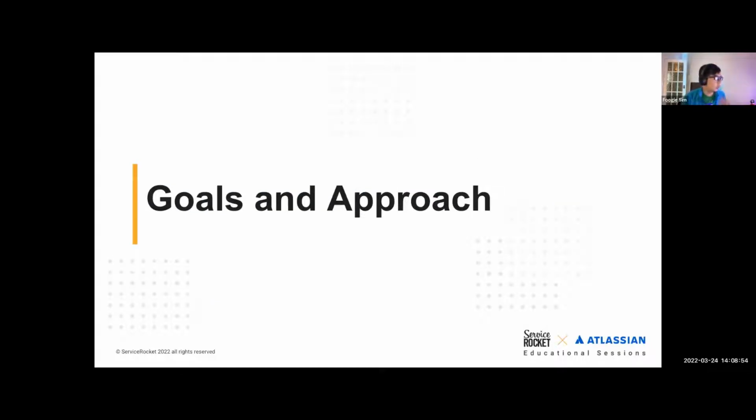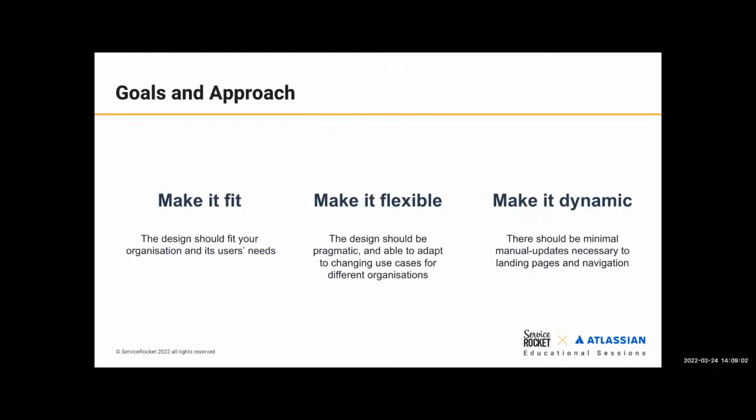So let's talk about the goals and approach of information architecture to give you more idea of what we are trying to achieve here. Next slide. Like I mentioned earlier, the main goal is very important, which is to make it fit. There's no point giving you something that is set in stone if, in the end, your users are not familiar with it. It seems strange to have that kind of taxonomy. Then the next one is to make it flexible.